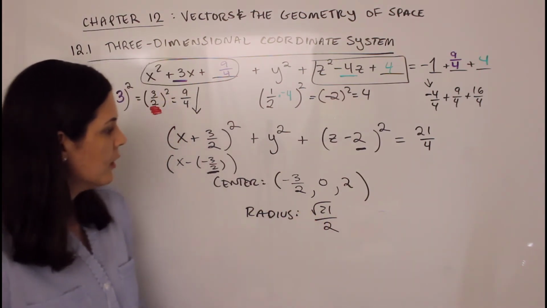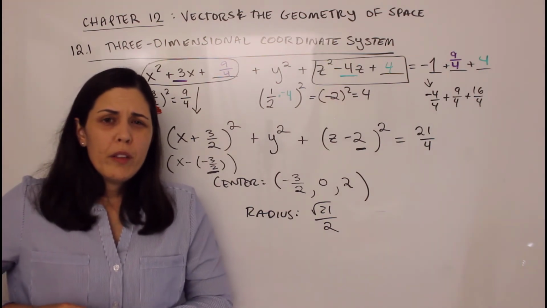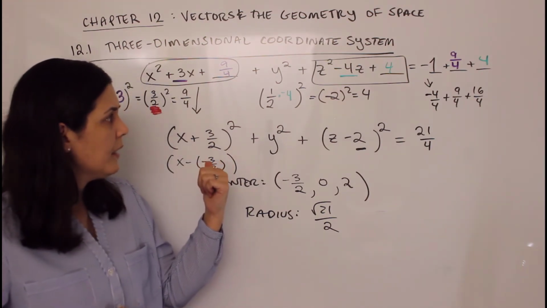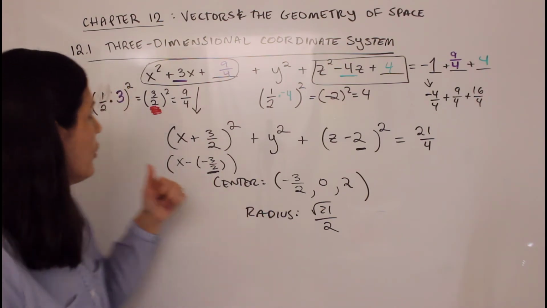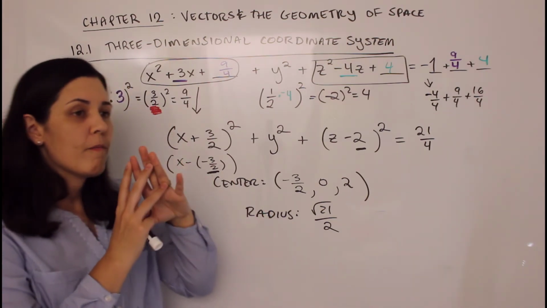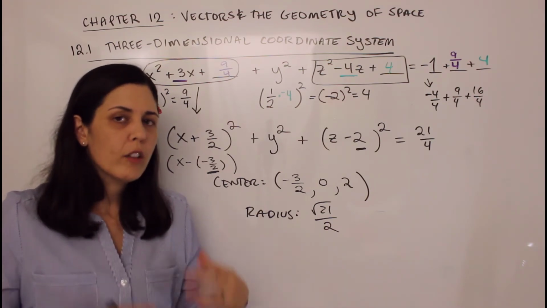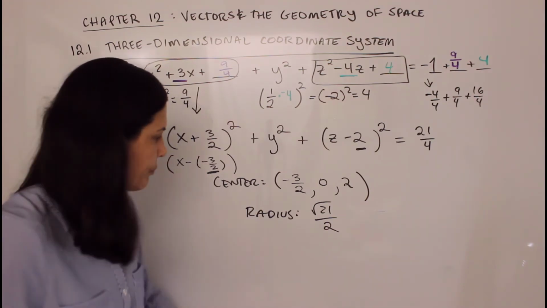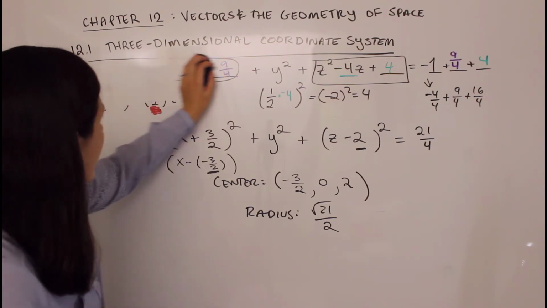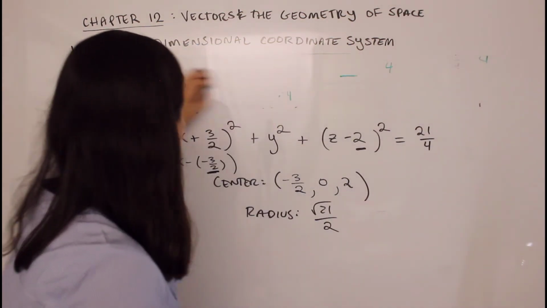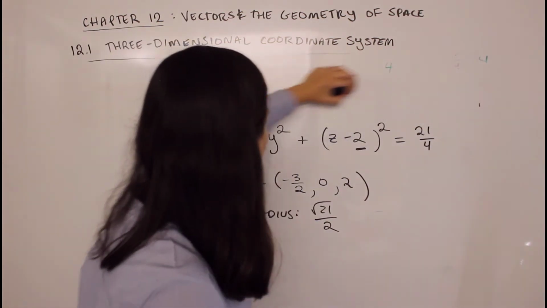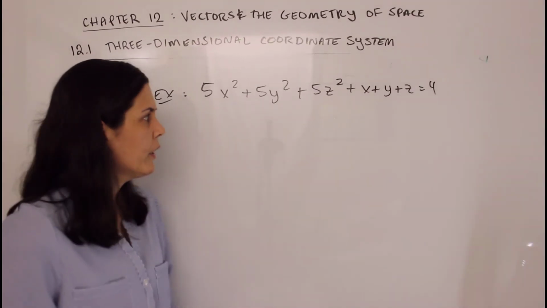All right, now one's answered. Let me show you one more thing with this, just in case you come across the situation where you don't have a nice sphere equation where there's no coefficients on the squared terms. Let me explain. So this one was kind of nice, and here's why I'm saying that. You'll see the difference with this next one. So let me show you this one real quick.